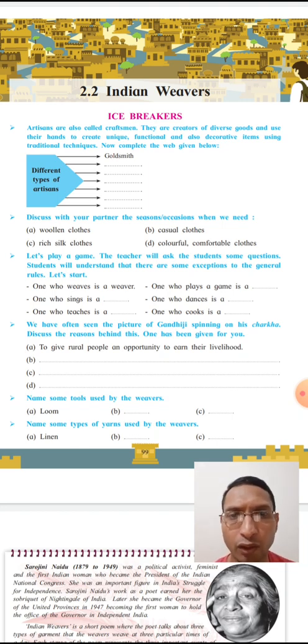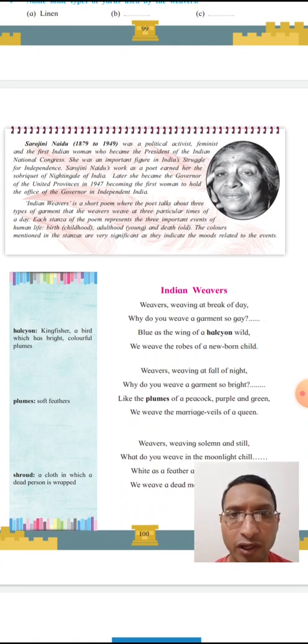Now today we are going to read a very interesting poem in 2.2, Indian Weavers. In the previous era, before we got independence, there were these people called weavers. The composer of this poem is Sarojini Naidu, who was a political activist as well as a feminist, and the first Indian woman who became the president of the Indian National Congress.